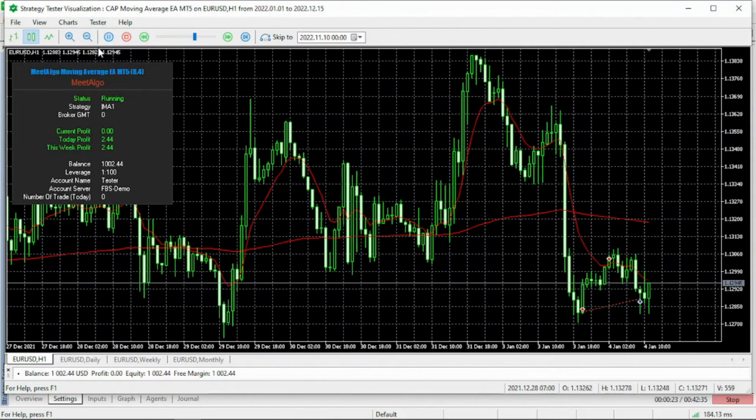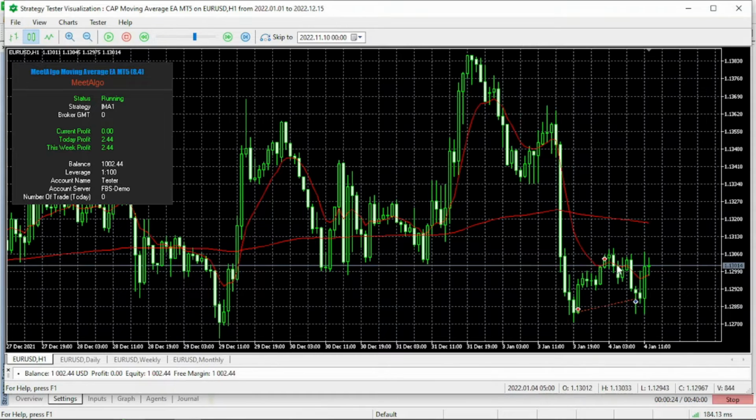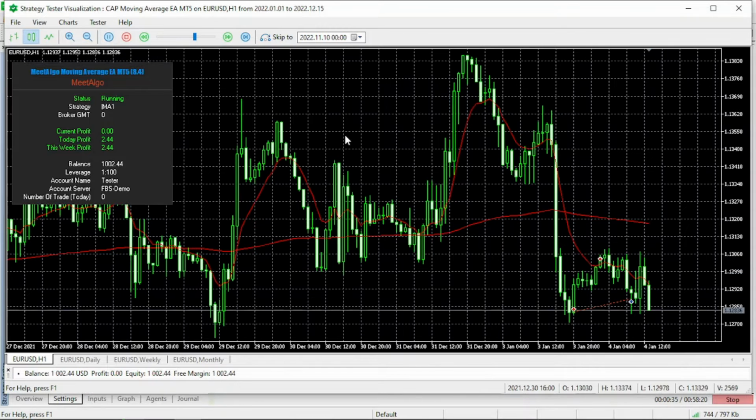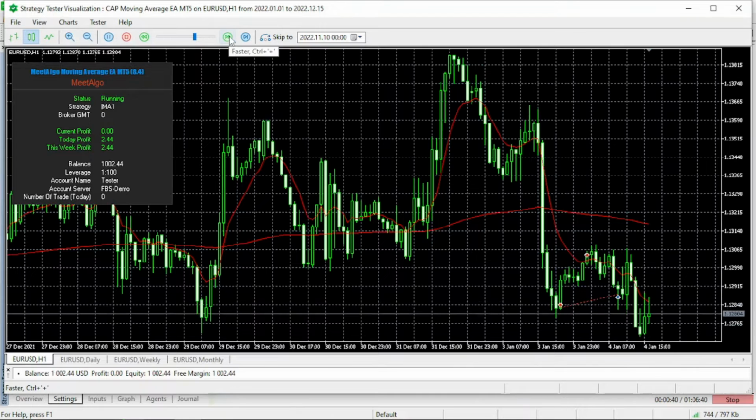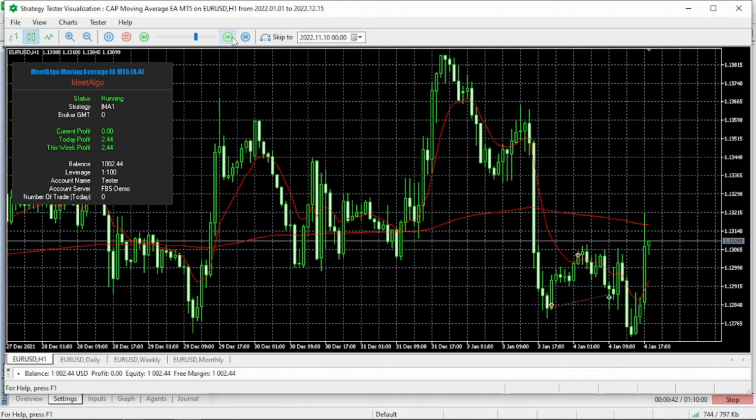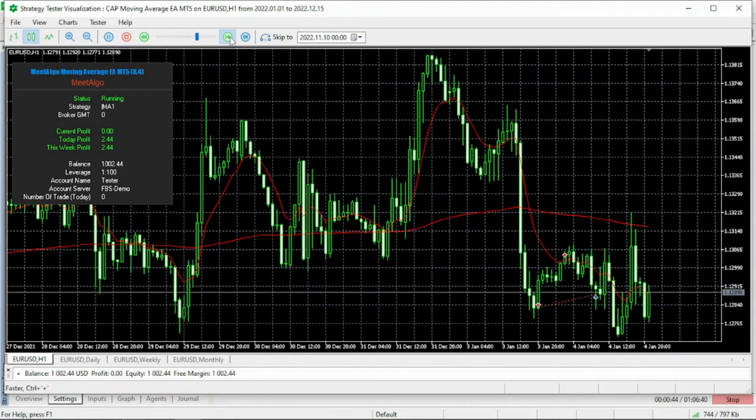Because of the grid function of the bot, it will open another sell trade, and in this circumstance closed a total profit of $2.44. Let's forward a bit so that we can find a buy trade example for the cross strategy, which is the first option for the bot available.